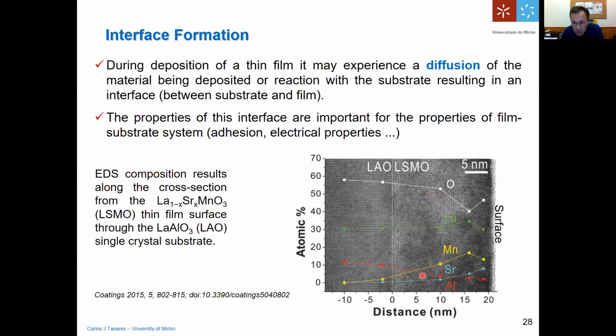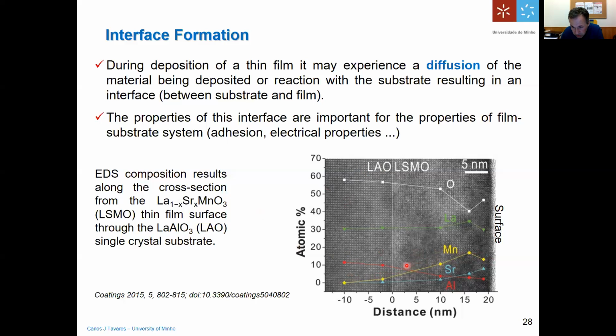The same applies to manganese, and now with the higher concentration, you should not have manganese here because it's only lanthanum, aluminum, oxygen. But if you follow the composition along here, you see that the composition, of course, is higher.